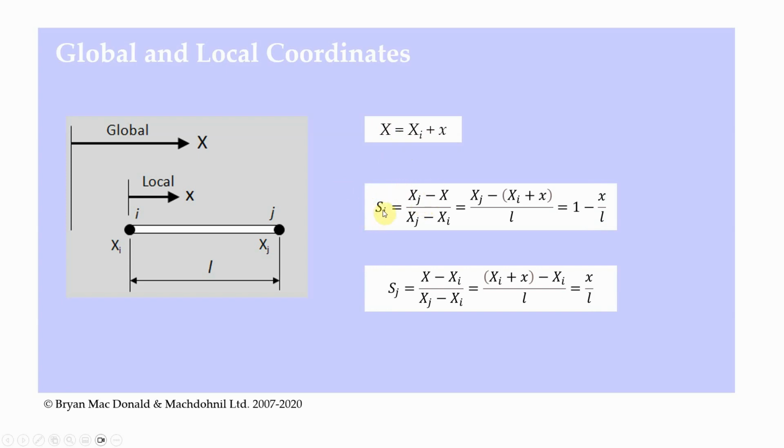So previously we had S_i in terms of global coordinates here, but putting in capital X_i plus small x for capital X, we can rearrange these equations and give us 1 minus x over L and then x over L. So our S_i and S_j become 1 minus x over L and x over L. Again, it can be convenient to work in terms of local coordinates instead of global coordinates, and we'll come back to why we will need this later.